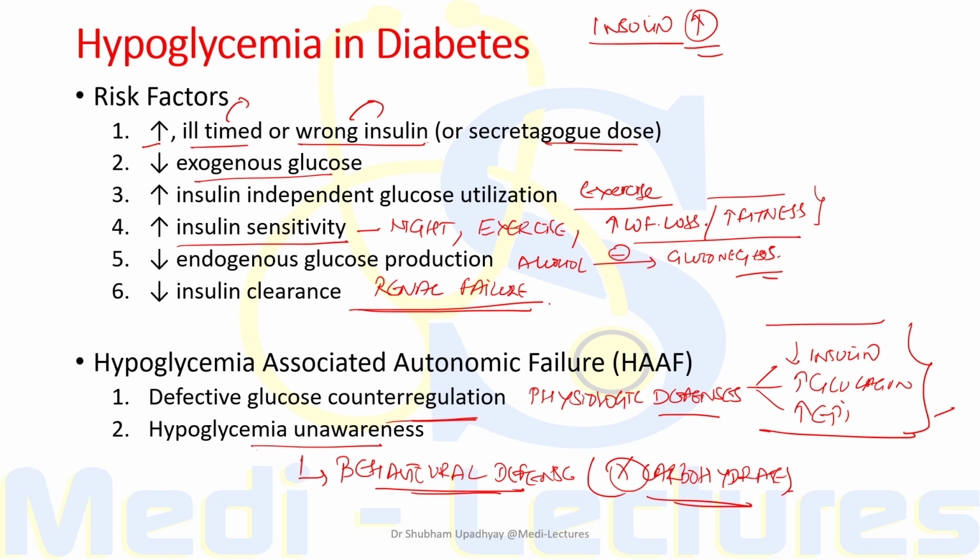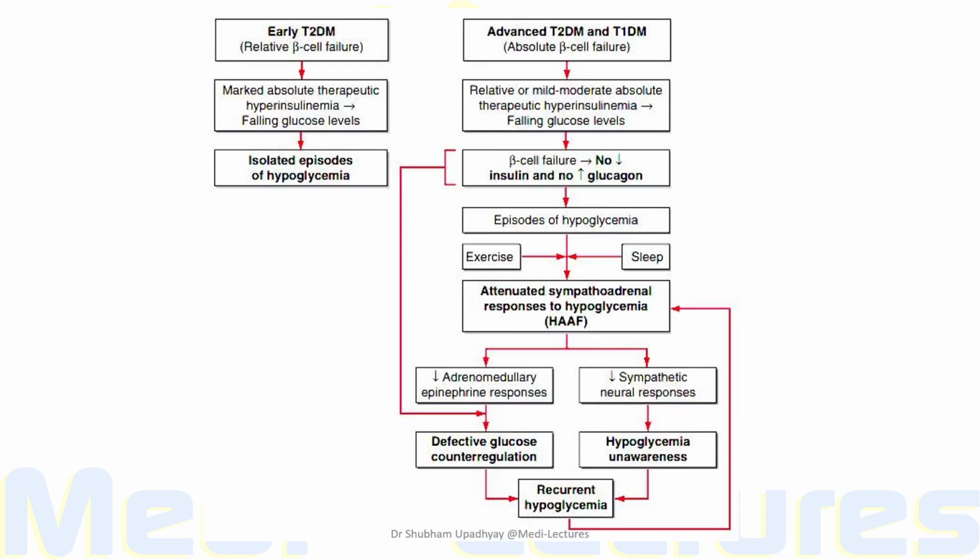Now let's understand hypoglycemia associated autonomic failure with the help of this flowchart. So in patients of type 1 diabetes as well as long-standing type 2 diabetes, there is absolute beta cell failure, and we have started the patient on insulin therapy. So we are giving him exogenous insulin. Now suppose the insulin dose is high or the patient has skipped his meal. There will be development of hypoglycemia.